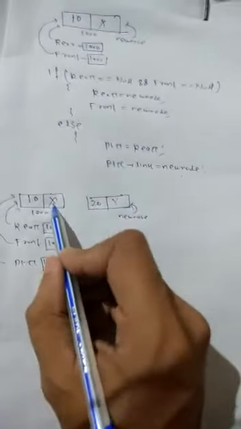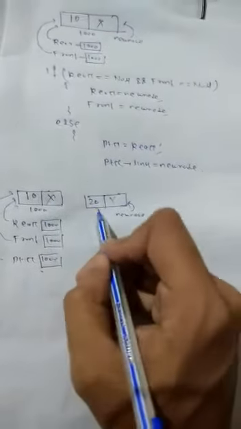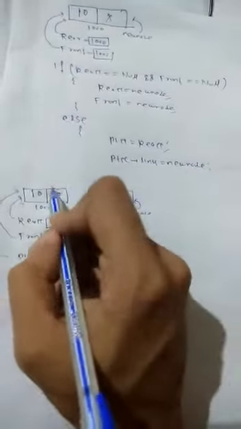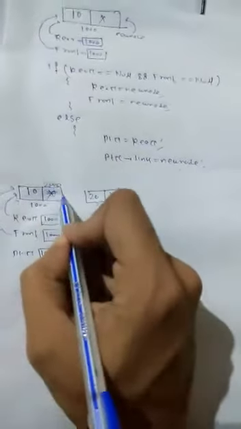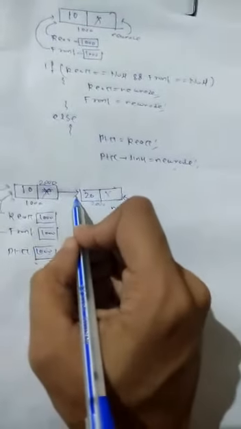What is the ptr here? What is the link here? Then link is assigned. What is the new node? Suppose the new node address is 2000. So ptr link will be changed to 2000. That means this link will be established. Okay, ptr link equal to new node.